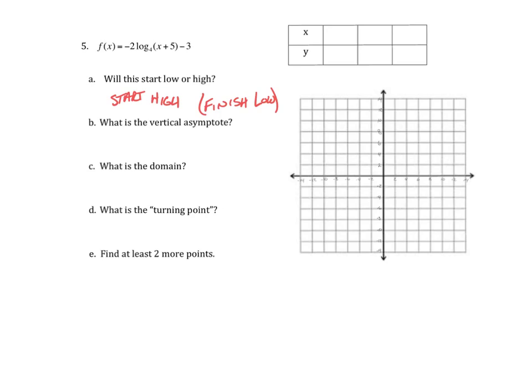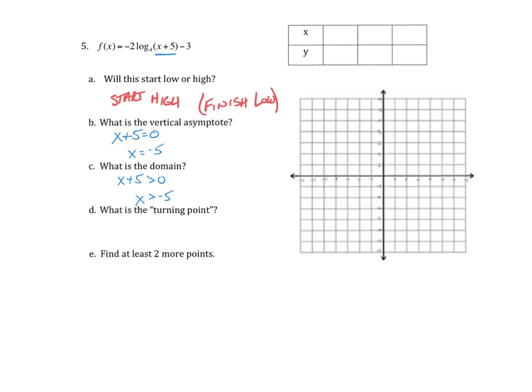With that in mind, let's talk about the vertical asymptote. Reminder, our vertical asymptote and our domain are really going to come out of what's going into the log portion of the function. So the x plus 5 equals 0, or x is negative 5, is going to tell us where my vertical asymptote is. My domain is going to say that all my x plus 5 values have to be bigger than 0, or all my x values have to be bigger than negative 5.